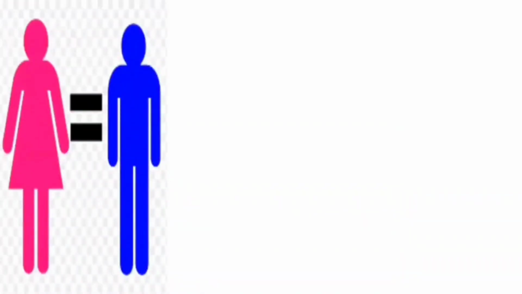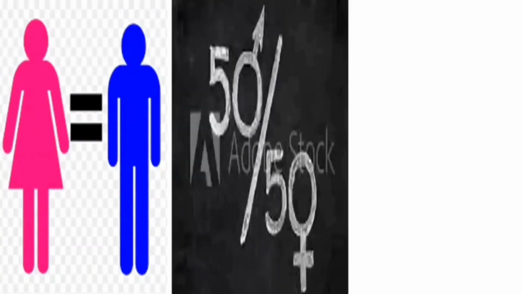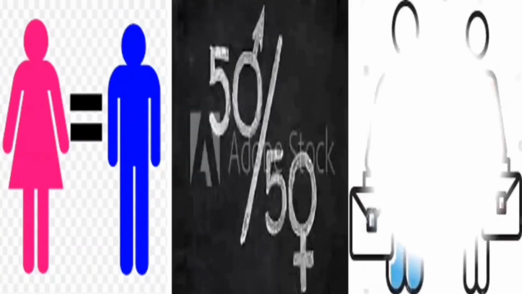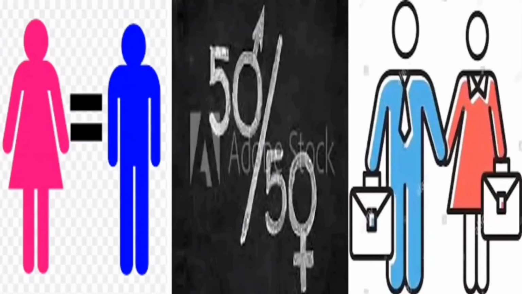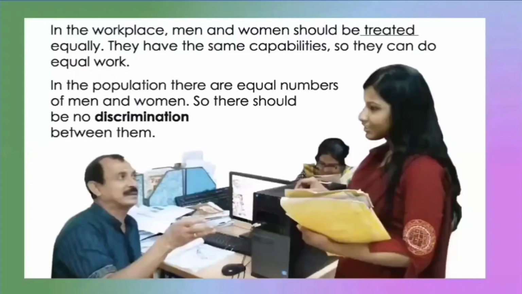We know that according to our population, there are an equal number of men and women. Men and women take part in the development activities equally. So, we should not discriminate; rather we should understand that women are also capable of doing work just like men. So see what is written in the book page. In the workplace, men and women should be treated equally. They have the same capabilities, so they can do equal work.